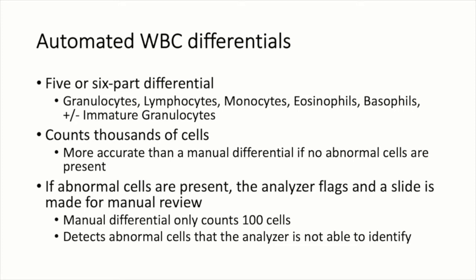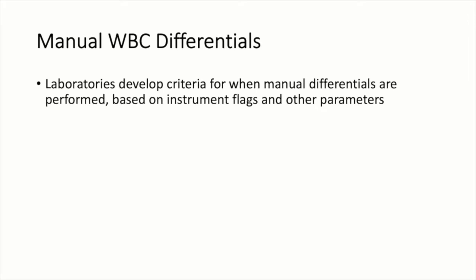However, only the manual differential can detect and identify abnormal cells like blast and lymphoma cells that the analyzer is not able to identify. So laboratories develop criteria for when manual differential counts need to be performed, and these are going to be based on instrument flags. So if the analyzer is flagging that abnormal cells might be present, that would be an indication for a manual differential. And in addition to that, laboratories may set additional criteria. For example, white blood cell counts above or below a certain threshold or certain patient characteristics.